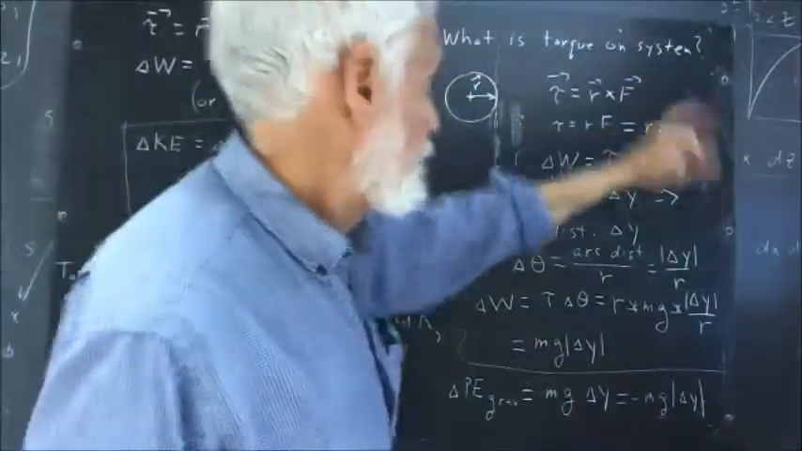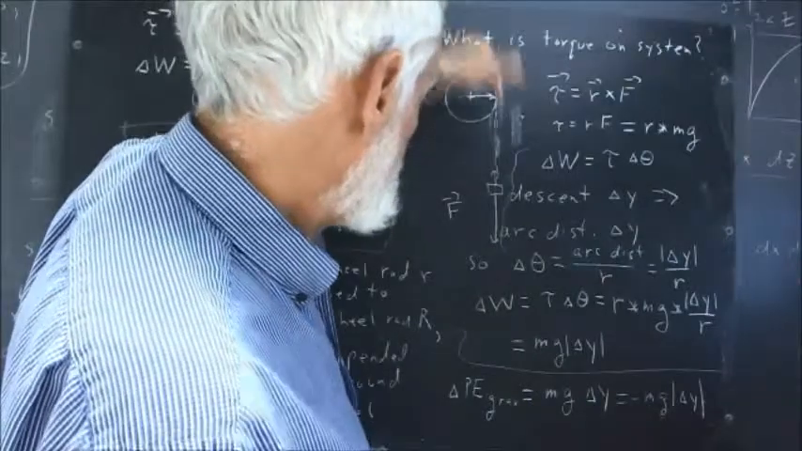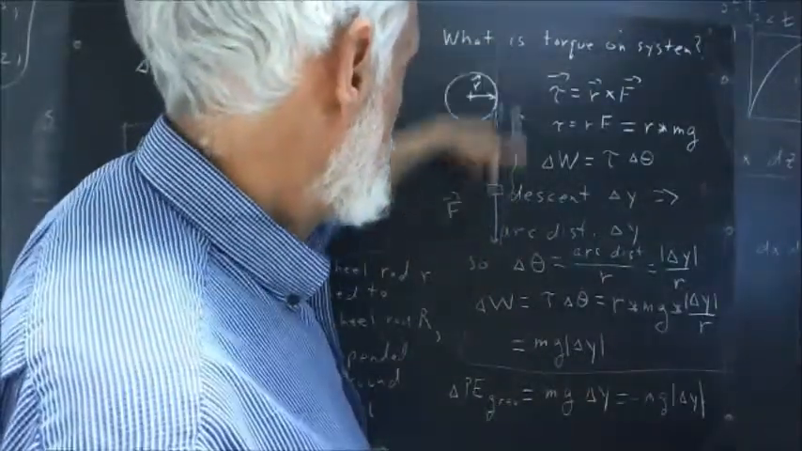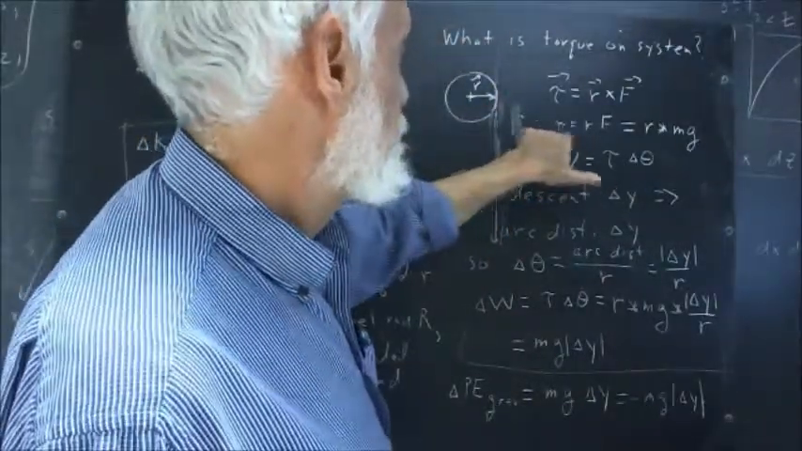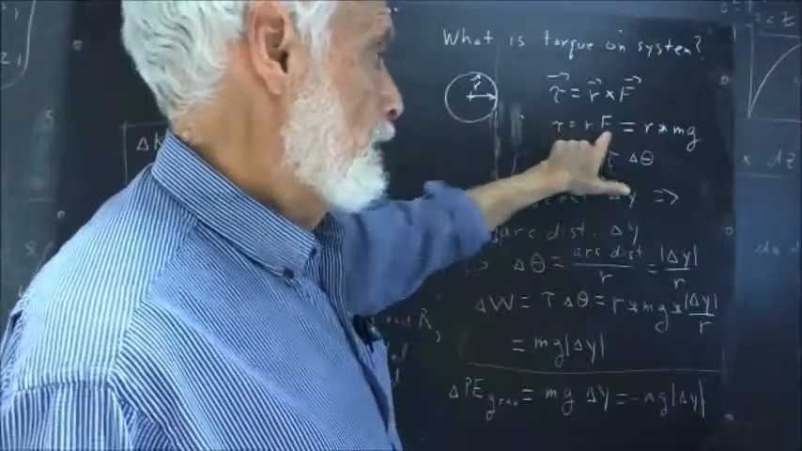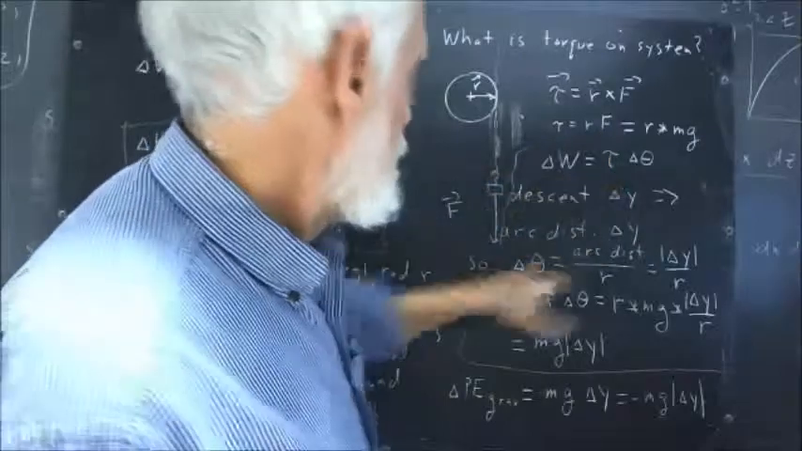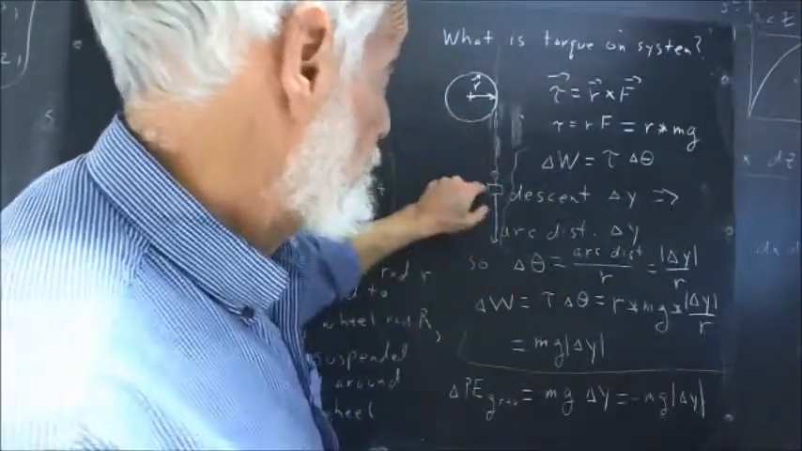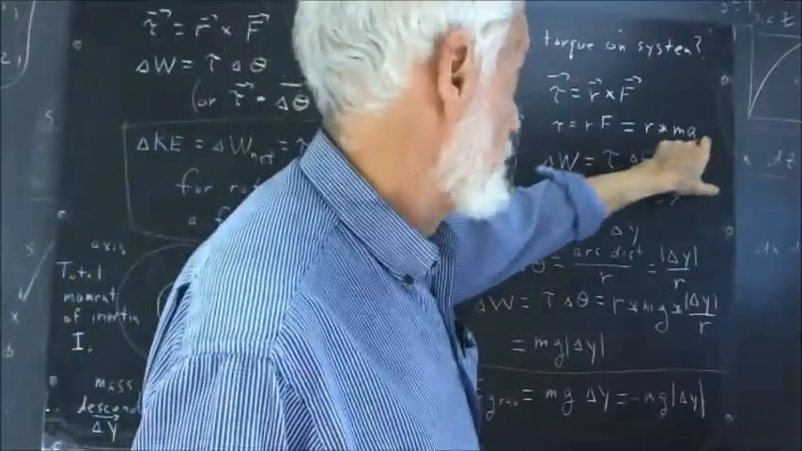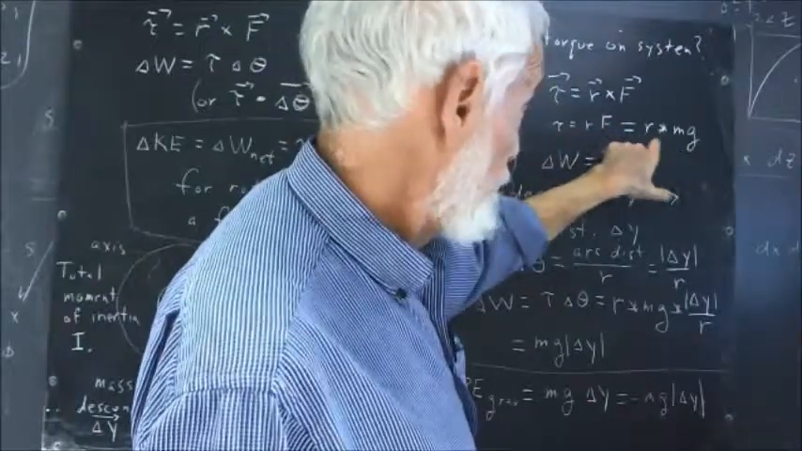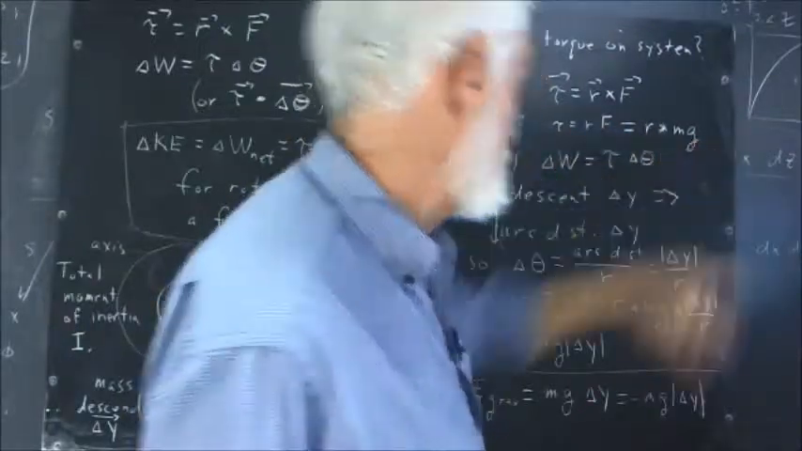If we take away the vectors, this R being perpendicular to the force F, we can just write tau equals RF, keeping in mind that we've got to be a little careful about the sign. And what's F? F is just the force of gravity on this mass m, so F is just mg, so that the magnitude of the torque at least is R times mg.